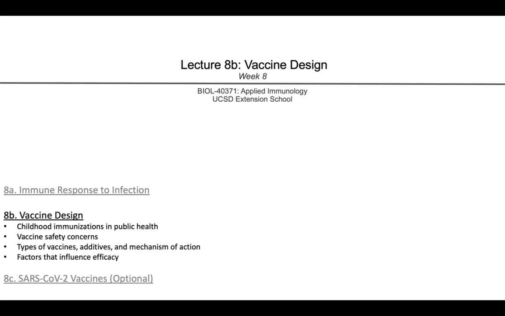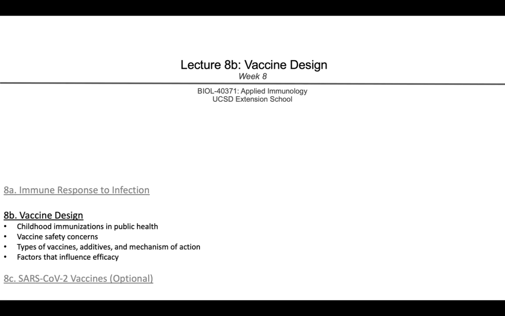Welcome back to week 8 of Applied Immunology. We started off this week with an overview of the comprehensive immune response to infection, and we're going to build upon that today by learning how we can artificially induce this type of response in the absence of infection. And this is using an important preventative therapy called vaccination.